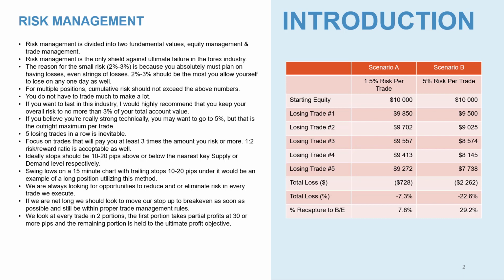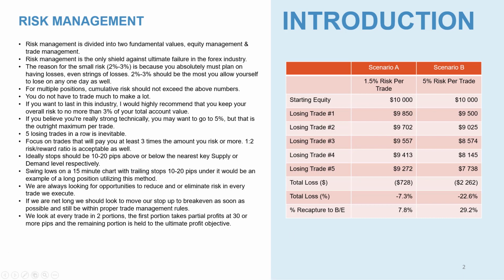Remember, when you're in a trade, always remember to also take partial profits and leave the rest running. If we are net long, we should look to move our stop up to break even as soon as possible and still be within proper trade management rules. We look at every trade in two portions. The first portion takes partial profits at 30 or more pips. The remaining portion is held to the ultimate profit objective.